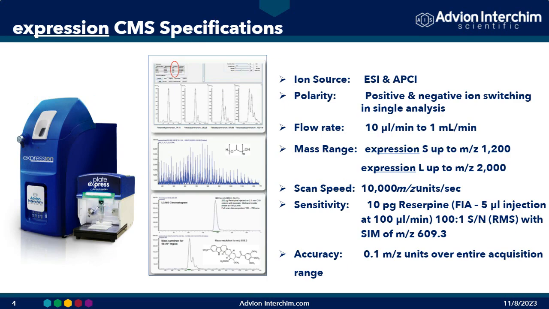So I'll tell you a little bit about our mass spectrometer that we offer. It's the Expression Compact Mass Spectrometer, or CMS. It's available with the ESI and APCI sources both. In a single run, you can run both positive and negative polarities in case you either do not know what polarity your compound ionizes in, or you have a complete unknown. You'll be able to run both polarities at the same time. And it comes in two models. The Expression S has a mass range up to 1200 m/z, and the Expression L has a mass range of up to 2000 m/z.